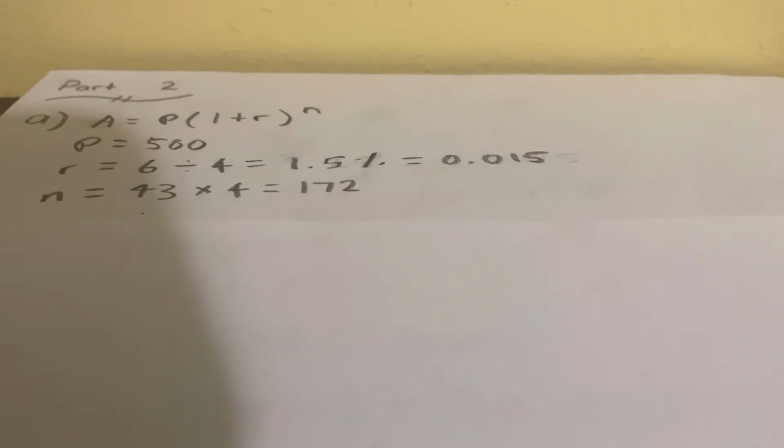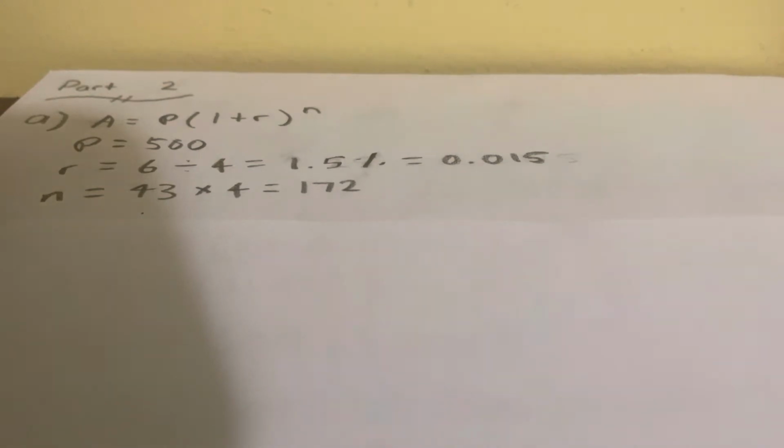Our R is our ratio, so our interest, which is 6% per annum. But because it's being compounded quarterly, it needs to be divided by 4 because it's being compounded every 3 months. There are 12 months in a year, which gives us 1.5% per quarter, which written as a decimal is 0.015. And n is our number of terms or periods, which is 43 years. But again, because it's contributed quarterly, we need to times that by 4 to get 172, because it is contributed every 3 months instead of every year.